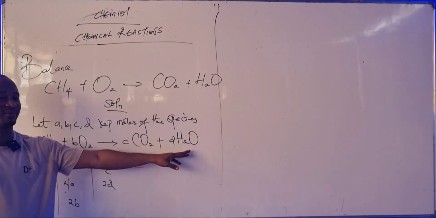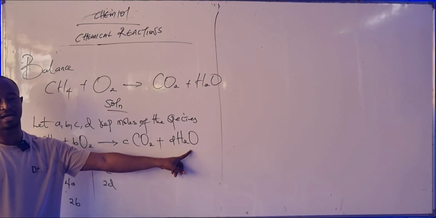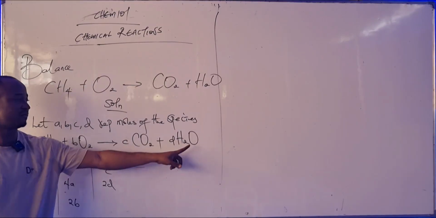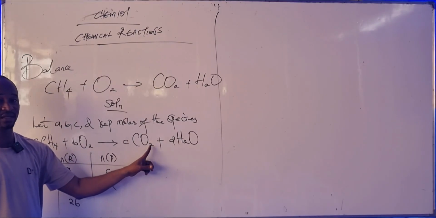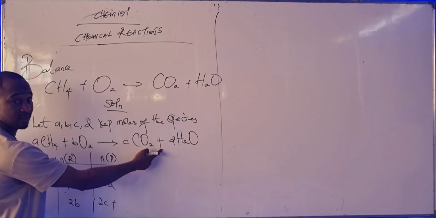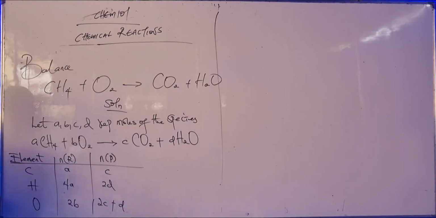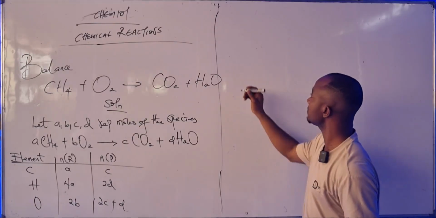What about oxygen in the product space? Oxygen also appears here. How many do we have here? 2. How many more do we have here? I won't say 2 plus 3, no, because the mole of this is different from the mole of this. Mole of this is D. Mole of this is C. So here we have 2, right? 2 times C is 2C plus, there's a plus sign here. What's the mole of oxygen here? 1 times D is D. Are you there?